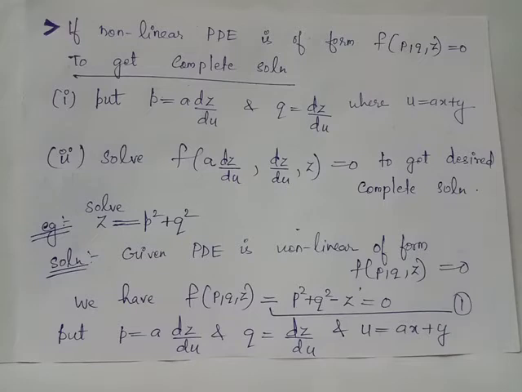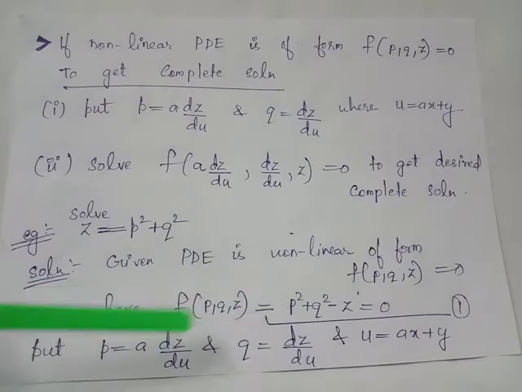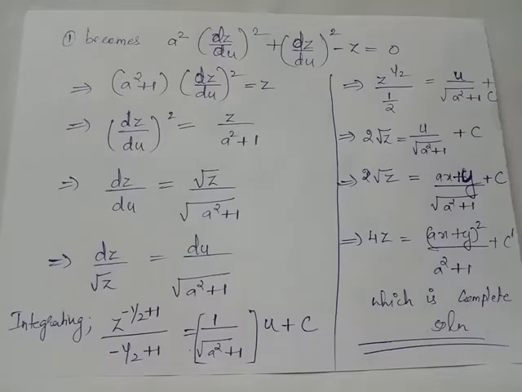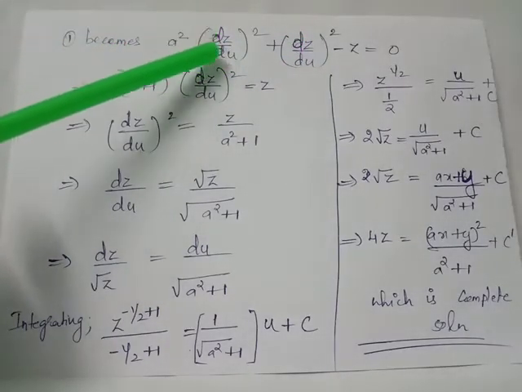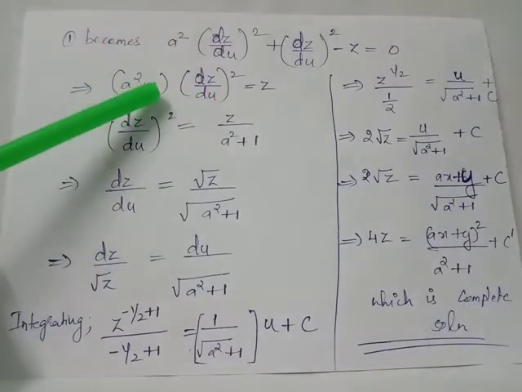Now we have to put p equals a dz by du and q equals dz by du, where u equals ax plus y. Next step will be to rewrite p as this expression, q as this expression. Using the transformation p equals a into dz by du and q equals dz by du, our equation 1 becomes this. Now we can take outside dz by du common from these two expressions. Here we have dz by du the whole square that can be taken common outside, and we are left with a square plus 1.